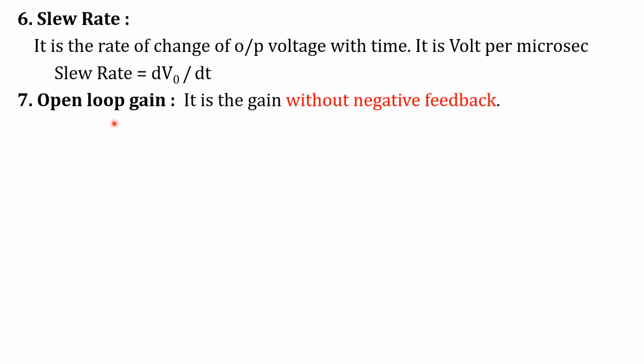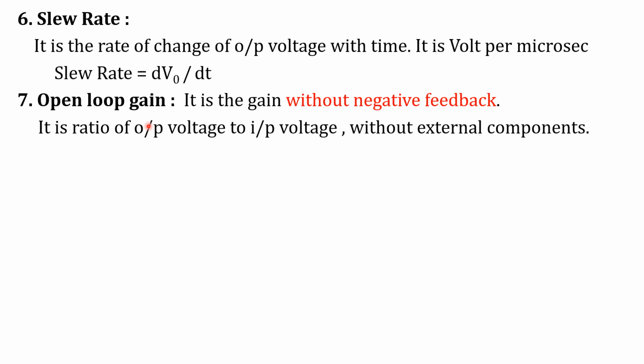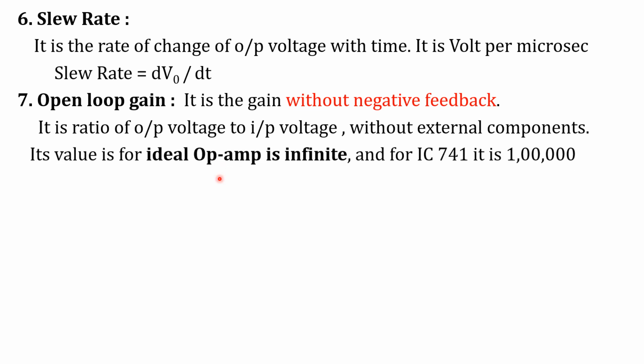The next parameter is open loop gain. It is the gain of the operational amplifier without negative feedback. That is the ratio of output voltage to input voltage without external components. Now, what is the value for an ideal operational amplifier? It is always infinite, and for IC741 it is 1 lakh.